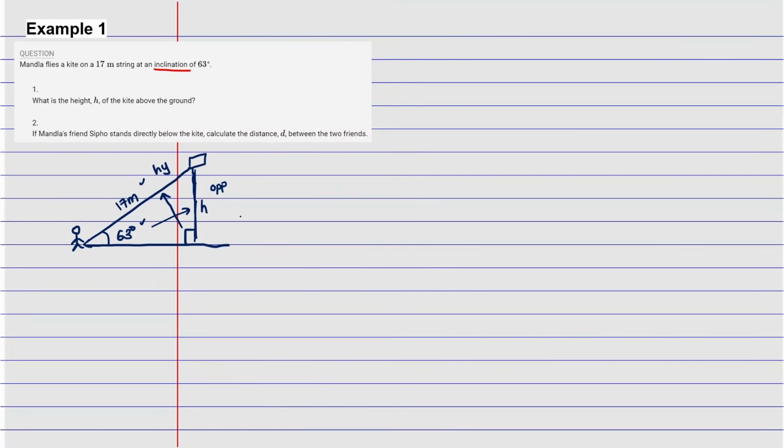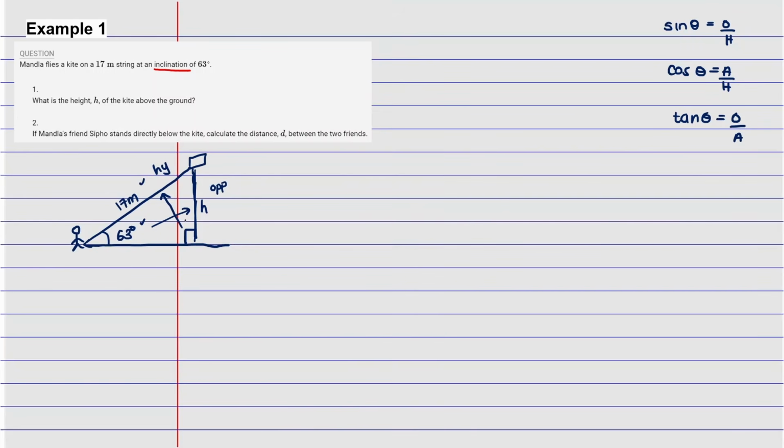So looking at the trig ratios, let me just write them here. Sine theta is equal to opposite over hypotenuse. Then cos theta is equal to adjacent over hypotenuse. And the last one is tan theta, which is equal to opposite over adjacent.